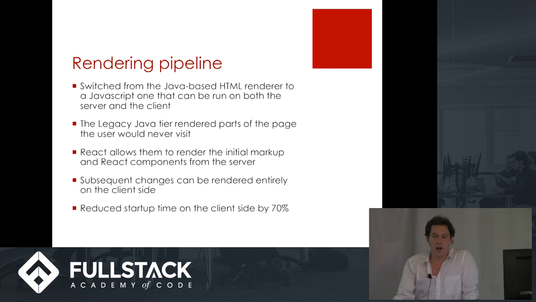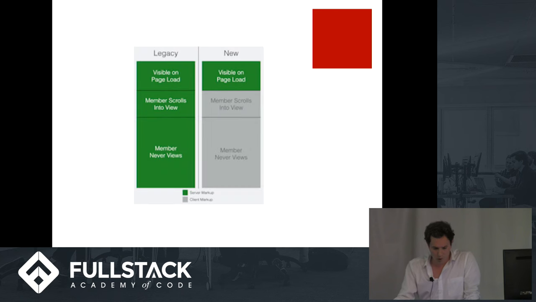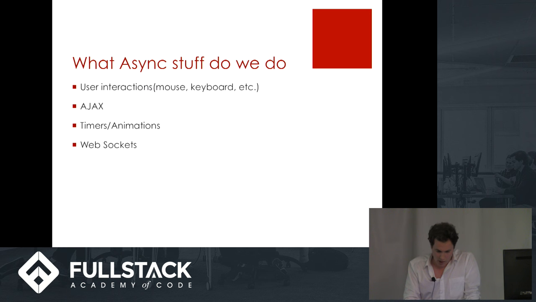It would basically have to render everything that this particular user might do while on the site. So it ended up rendering a lot of parts of the page that they would never visit. So React allows them to render the initial markup and React components from the server, but then subsequent changes can be rendered entirely on the client side. This ultimately reduced client-side startup times by 70%. And this is just another visual representation of the old model versus the new.